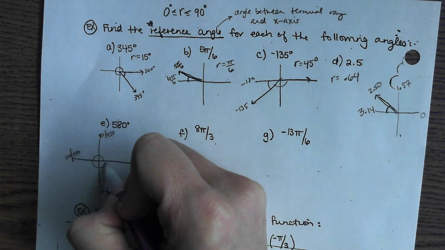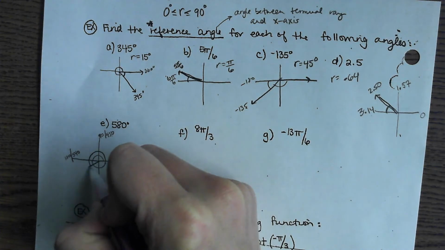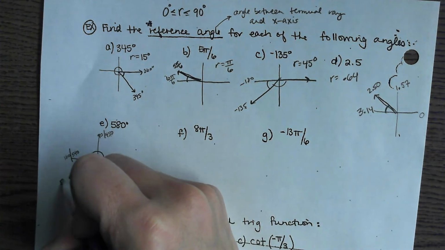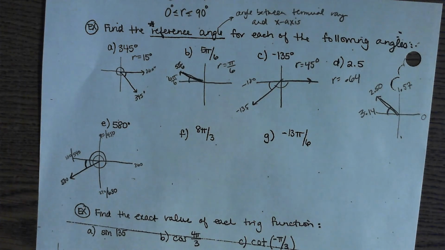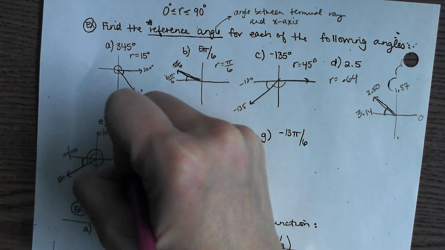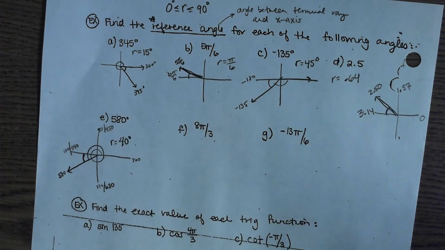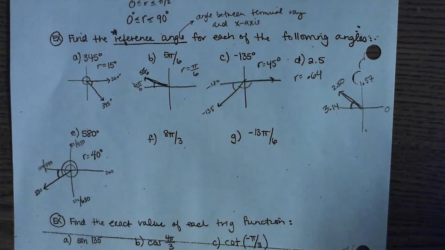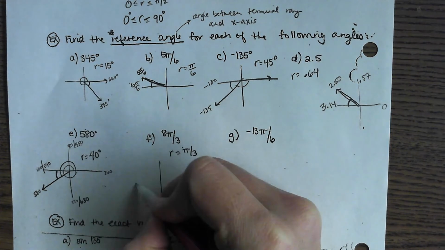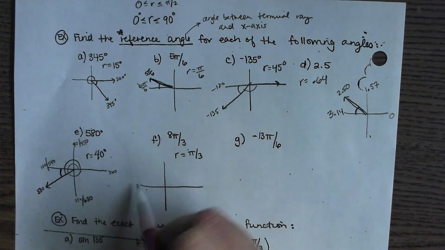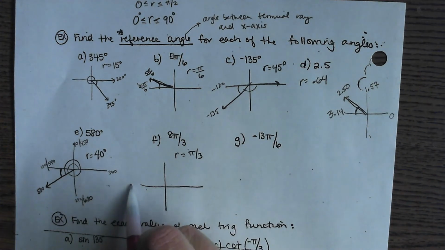So 580 puts us in Q3, which is how many degrees past the 540? 40 degrees. Without any effort at all, F has a reference angle of pi over 3. We do need to think about the quadrant, though. So, Bailey, what would you label this?